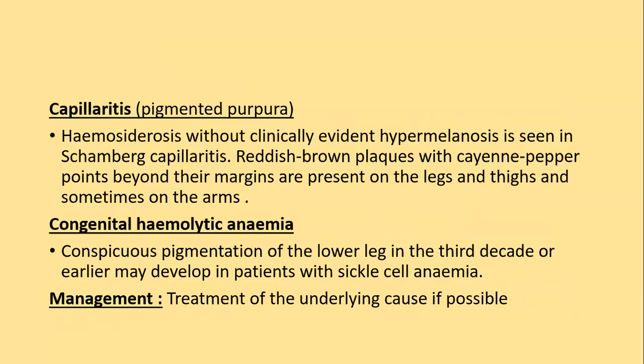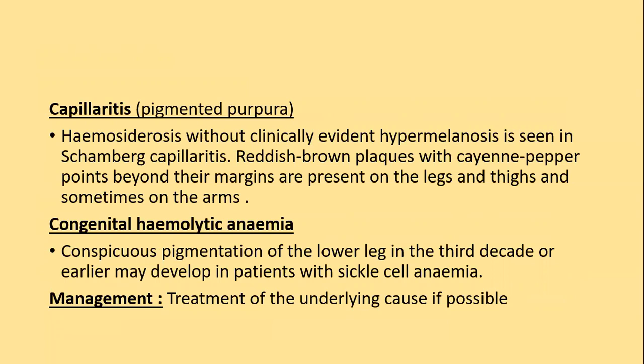Capillaritis or pigmented purpuric dermatosis, hemosiderosis without clinical evidence of hypermelanosis is seen in Schamberg's capillaritis. Reddish brown plaques with cayenne pepper points beyond their margin are present on the leg and thighs and sometimes on the arms, more or less symmetrically present in middle-aged and obese males and females.